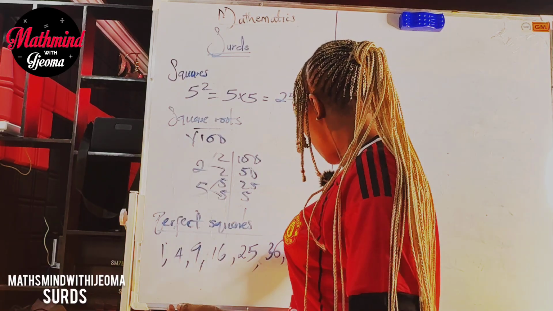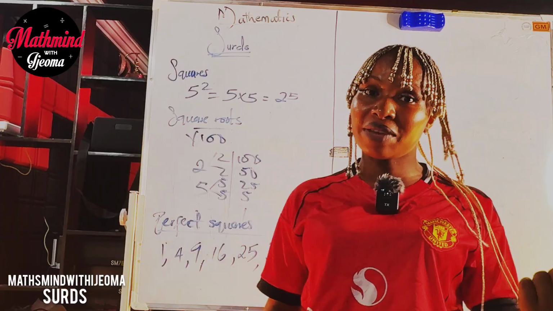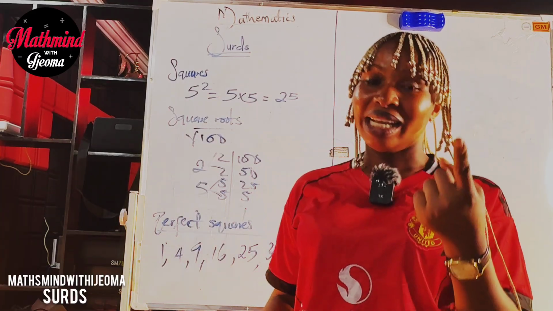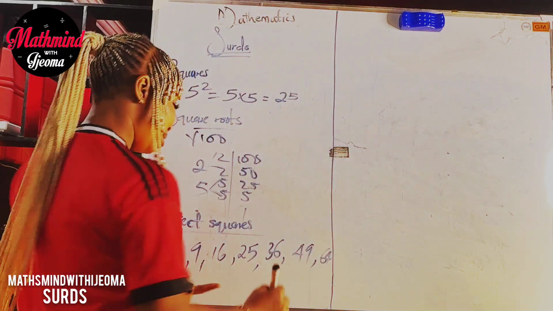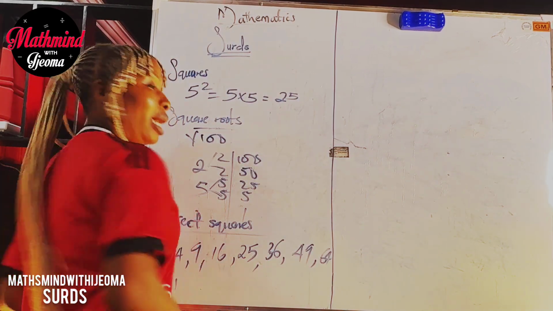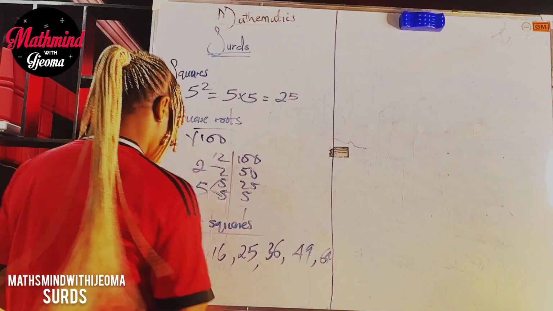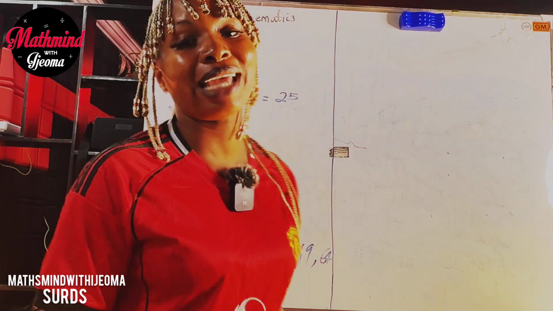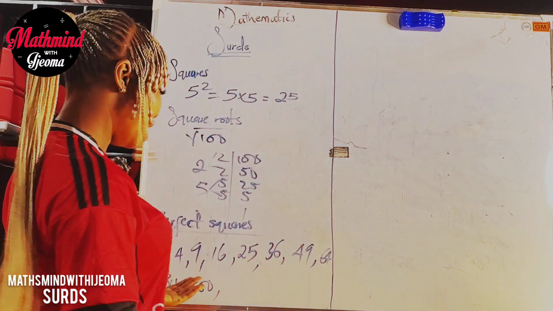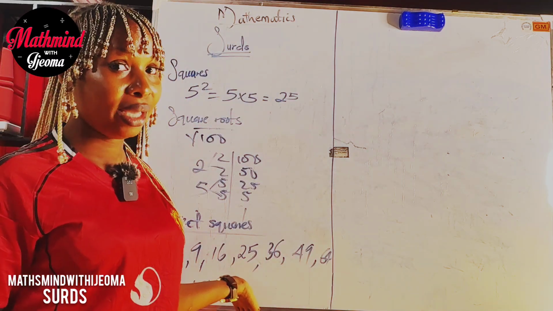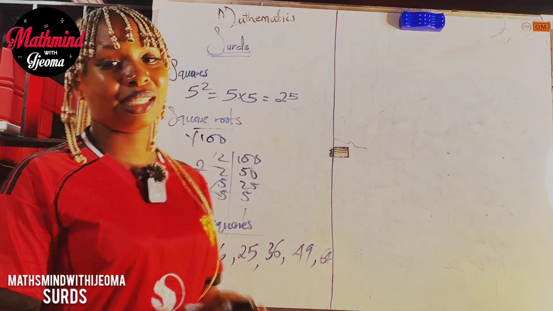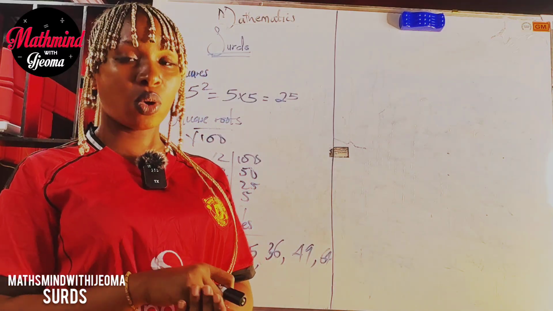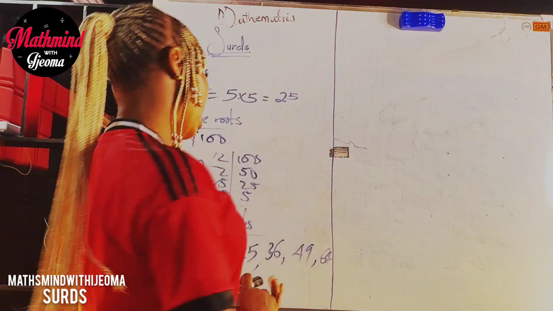Next is 49, 7 times 7 is 49. Next is 64, 8 times 8 is 64. Next is 81, 9 times 9 is 81. Then next is 100. We'll stop here because 10 times 10 is 100. These are perfect squares. They are perfect in the sense that a whole number multiplies itself to give them.